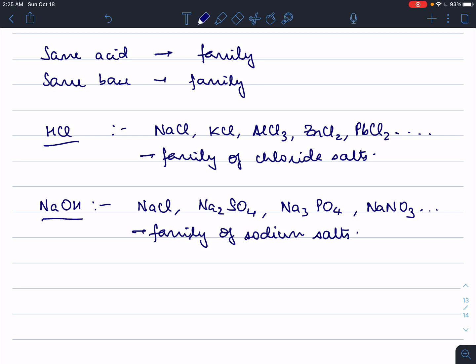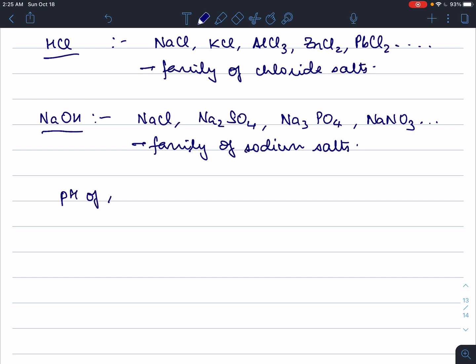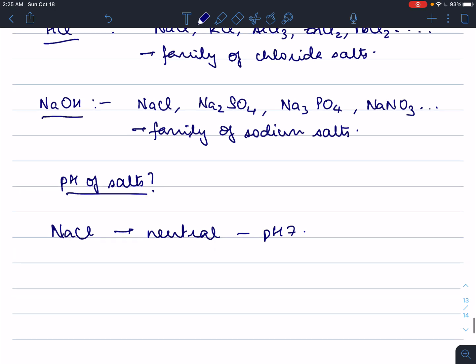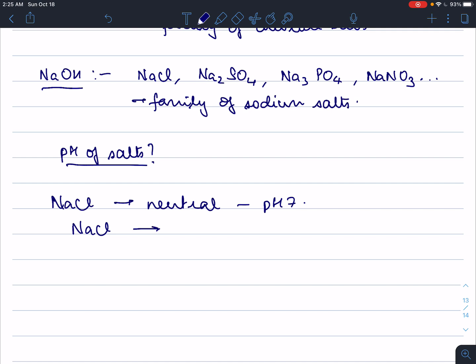So what about the pH of salts? Well, like I said when we were discussing pH, sodium chloride, NaCl, is neutral. pH is 7. Why is that? Can someone think about a possible answer why that might be so? Well, sodium chloride comes from NaOH plus HCl. Now if you go back and think, sodium hydroxide is a strong base. Hydrochloric acid is a strong acid.